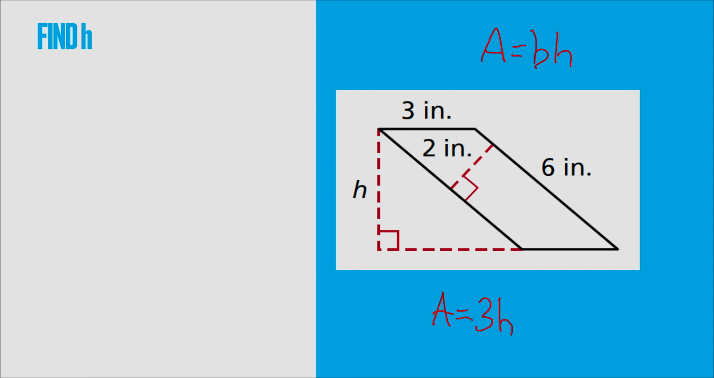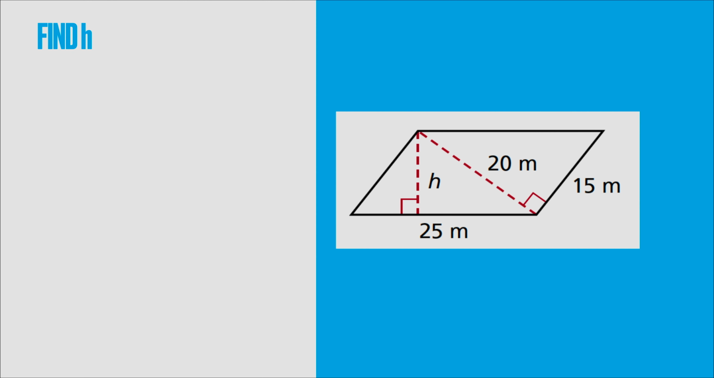But there is actually another area that we could do. If we were to bring this figure to its side so that this was the base, we could also say that the area is base times height, which means 3h equals 12. At that point, we divide by 3, and what we discover is that h equals 4.